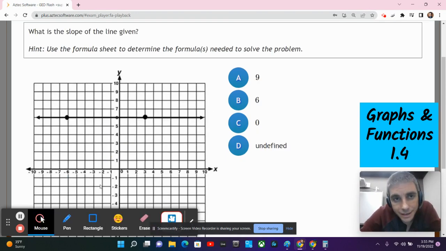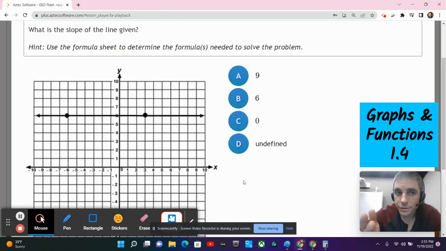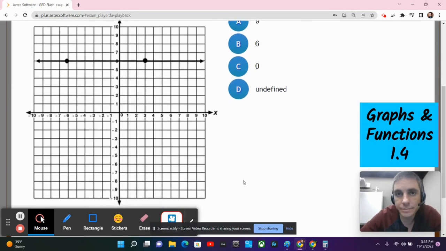What is the slope of the line given? Hint, use the formula sheet to determine the formulas needed to solve the problem. And we see here a grid, and there's 2 points that are kind of standing out, and then a line connecting them. It is true that there is a formula on the formula sheet that can help us solve this question, but I would like to try to give you an alternative that I think would be easier.